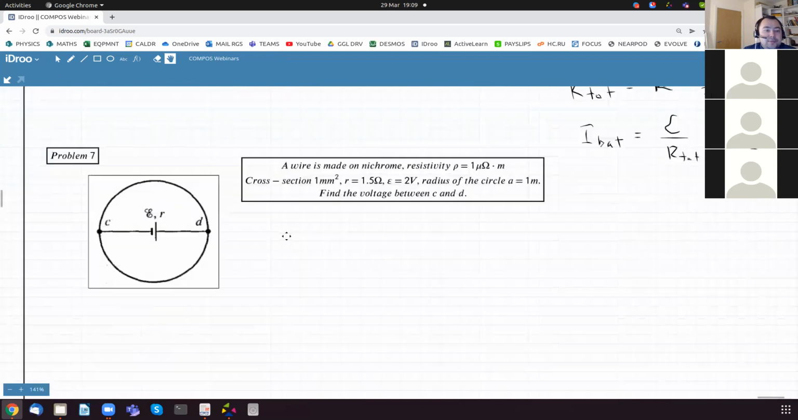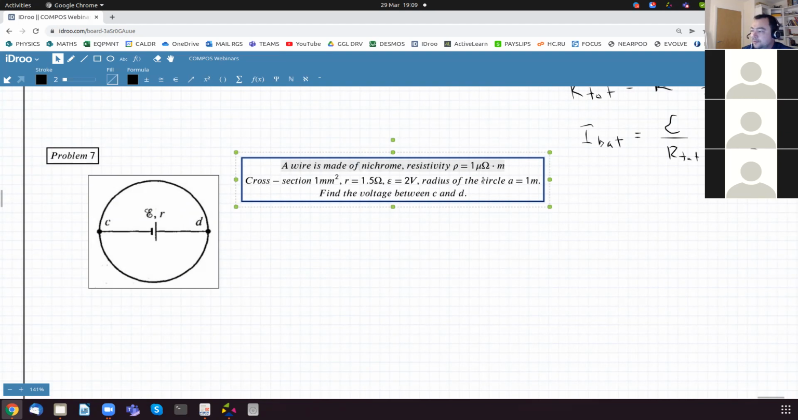A wire is made of nichrome, and resistivity is 1 micro-ohm meter. Cross section of the wire is 1 square millimeter. The internal resistance of the battery is 1.5 ohms. The EMF is 2 volts. Radius of the circle is 1 meter. Find the voltage between C and D.